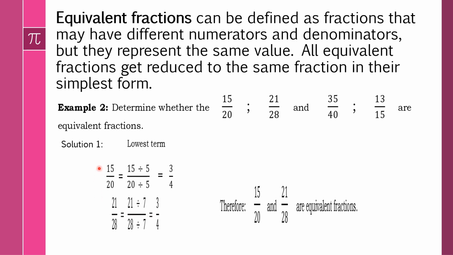So okay, we have here 15 over 20. Their greatest common factor is 5. So 15 divided by 5 is 3. 20 divided by 5 is 4. While in 21 over 28, their GCF is 7. So 21 divided by 7 is 3. 28 divided by 7 is 4. Therefore, 15/20 and 21/28 are equivalent fractions.